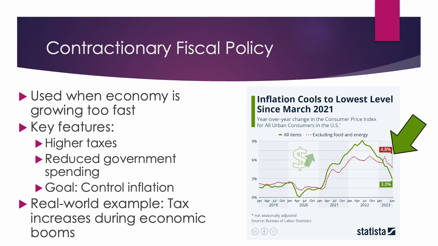The government also uses contractionary fiscal policy when the economy is growing too quickly. Then the government might use it by raising taxes or by spending less money. The goal here is to control inflation. That means keep the prices from going up too fast. So we have tax increases during economic booms because the prices are going to start going up and we don't want them to go up too quickly.